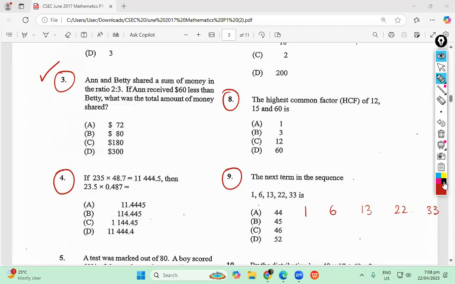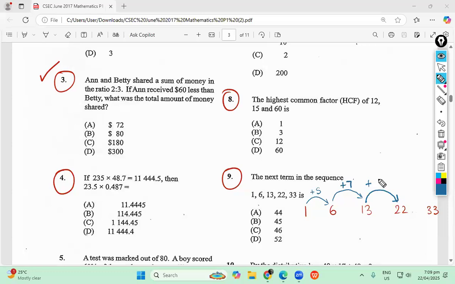Right. So let's see the pattern here. To go from 1 to 6, we add 5. Because if you have 1 and you want to reach 6, you add what? 5. To go from 6 to 13, we're looking for a pattern, by the way, right? To go from 6 to 13, you add what? 7.